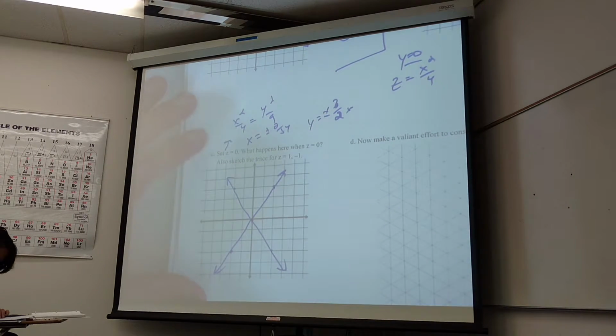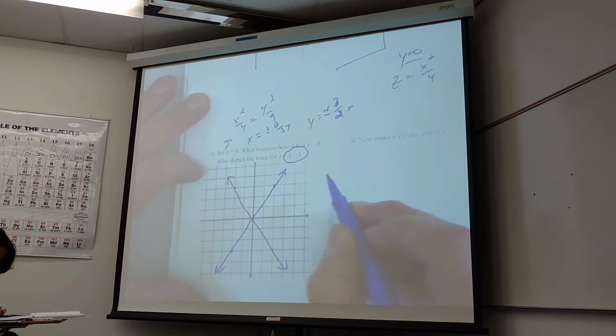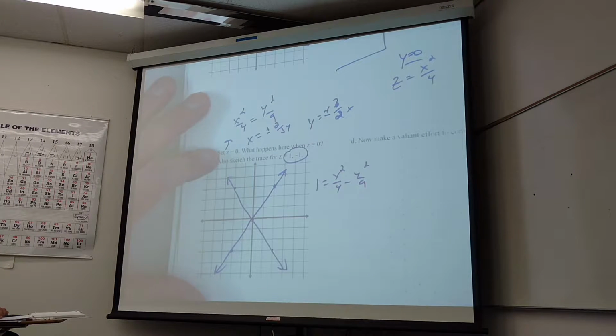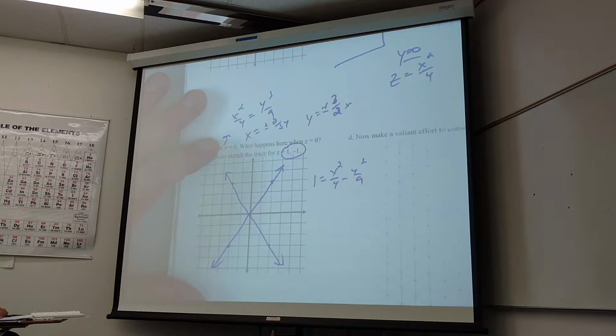Now where things get more interesting is, what if z is 1 or negative 1? I get 1 equals x squared over 4 minus y squared over 9, right? What's that the equation of? Hyperbola. Sitting on which axis? The y-axis.